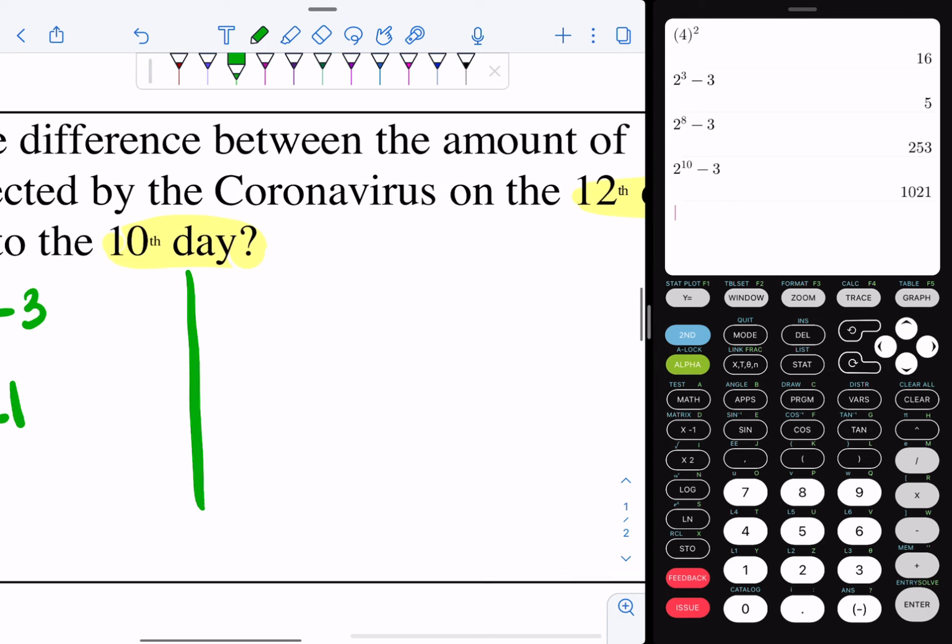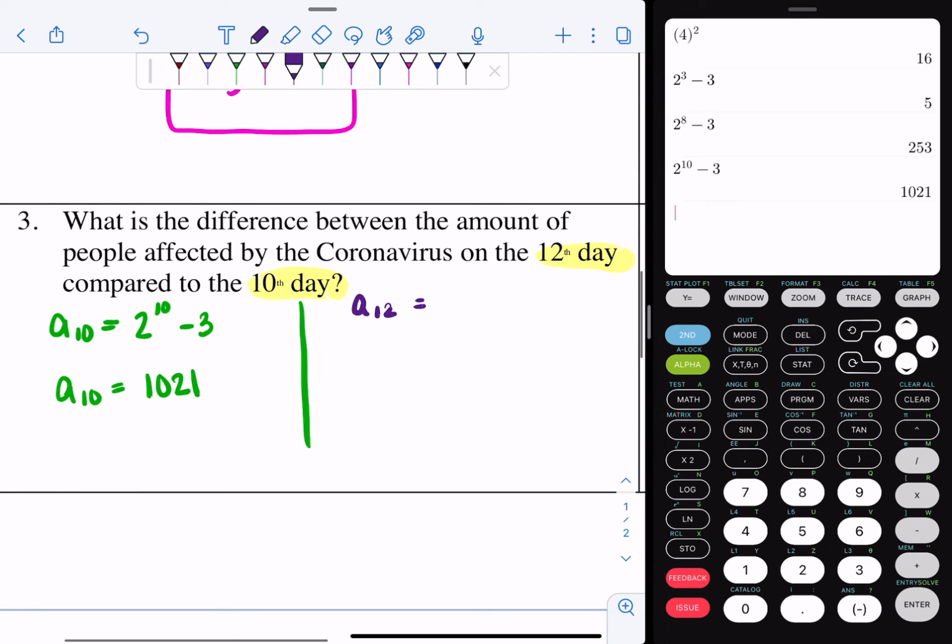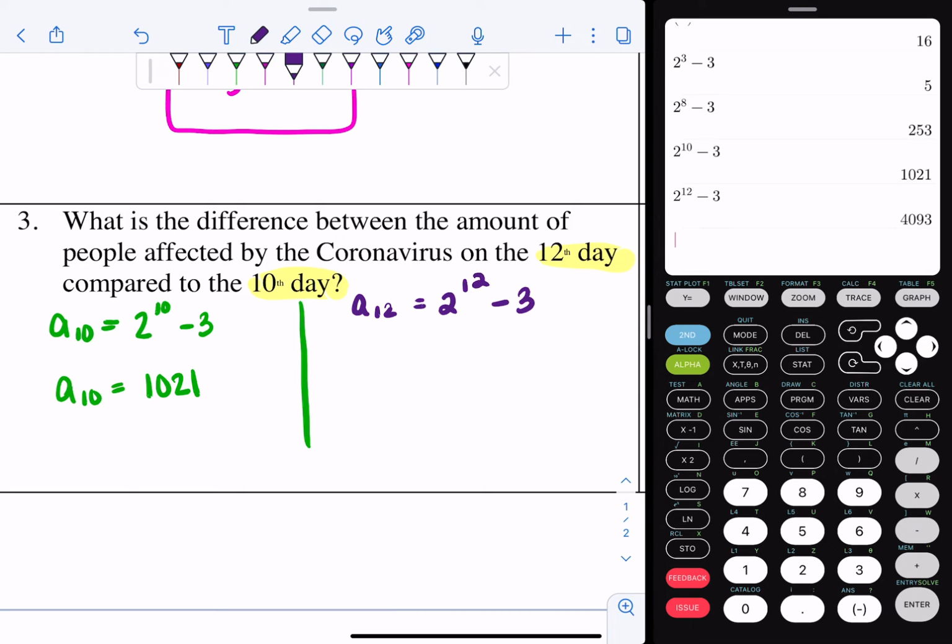Now I want to find a sub 12. Go ahead and find a sub 12 by yourself. When I plug in, I do 2 to the 12th minus 3, so I type that in my calculator, and I get 4,093.